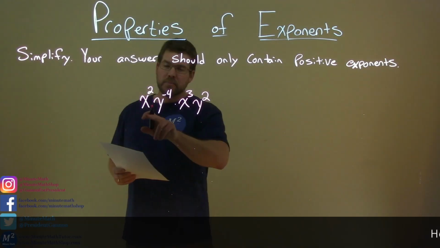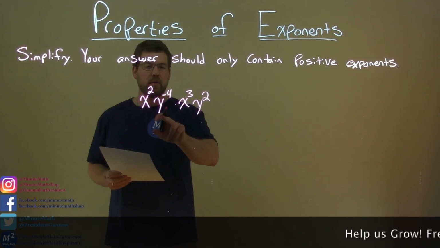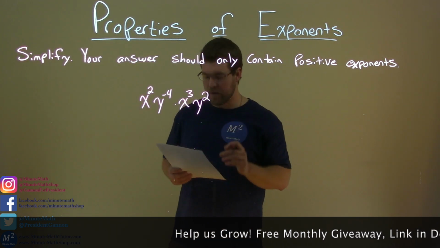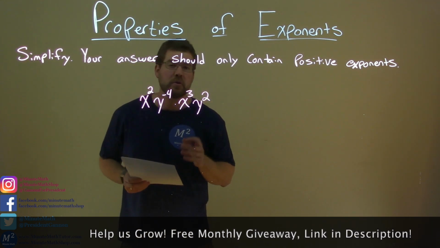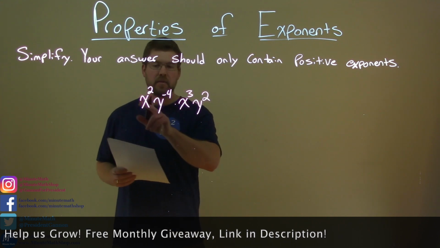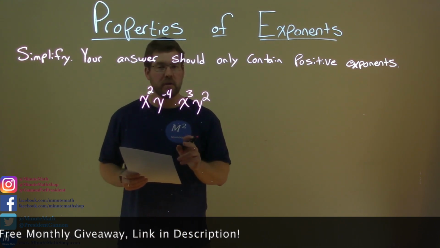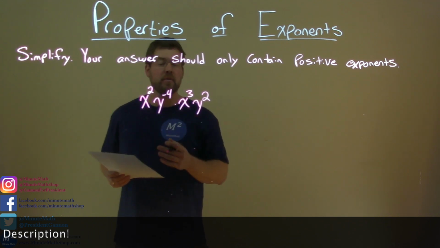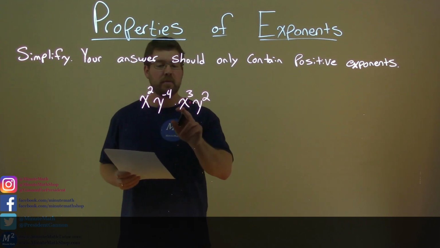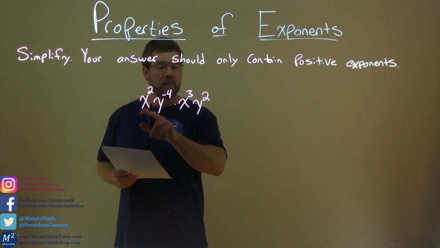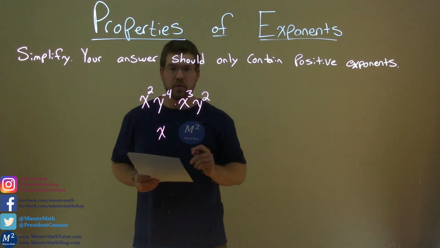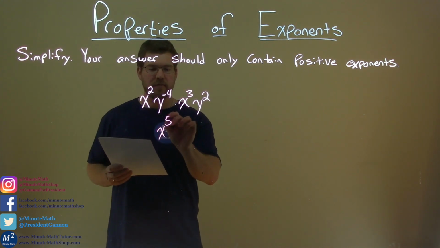We need to simplify x squared y to the negative fourth power times x to the third y squared. Our first step usually is multiplying our coefficients here. Coefficient of 1, coefficient of 1. 1 times 1 is 1. Don't need to write that. So let's deal with the variable x. Same base, both are x's. So we multiply them, we add the exponents. So we have x to the 2 plus 3 here, which is 5.